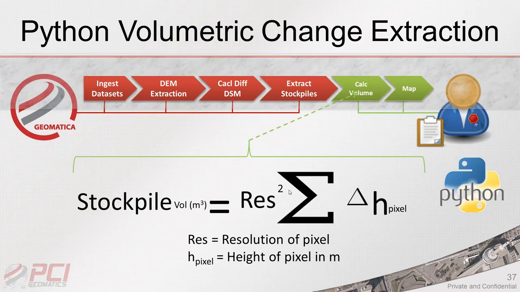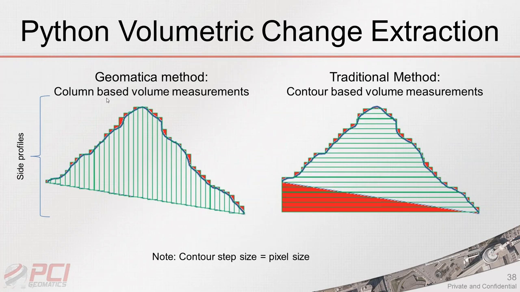So just in case you're curious about the calculation of the volume, we're using a column-based approach, where the stockpile volume in meters cubed equals the resolution of our pixels squared multiplied by the sum of the difference of the height values or the elevation values, or the change image basically. Sorry, the sum of the change images.